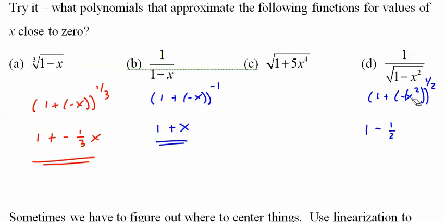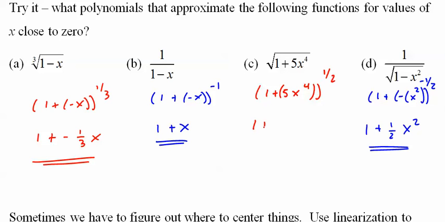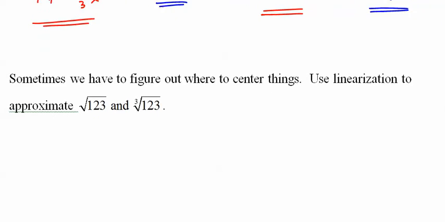That would be more accurate, because the negative does not get squared. 1 minus, it does it. Oh, it does it to the negative 1/2. 1 plus 1/2 x squared. And here, 1 plus 5x to the fourth to the 1/2, we get 1 plus 5 over 2 x to the fourth. So, got some interesting applications of this concept.